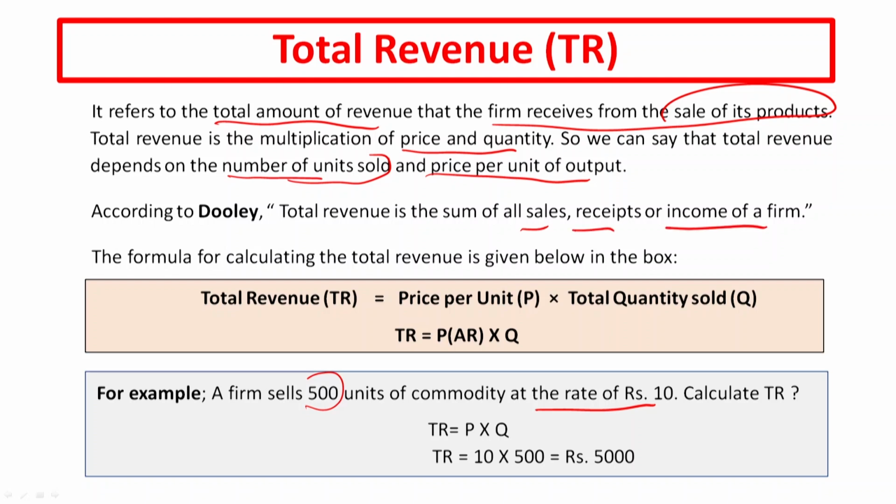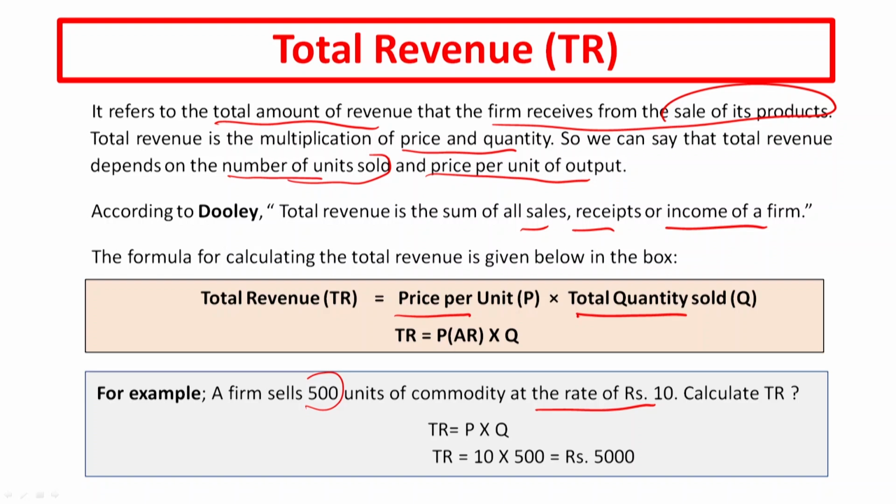The formula for calculating total revenue, as you are able to see, is price per unit into total quantity sold, which can be represented as P into Q. A firm sells 500 units of commodity at the rate of rupees 10, calculate TR. So, as you are aware, the formula is P into Q. P, the price, is 10 rupees here and the quantity sold is 500 units, which gives 10 into 500, that is rupees 5,000. So, 5,000 is the TR here.